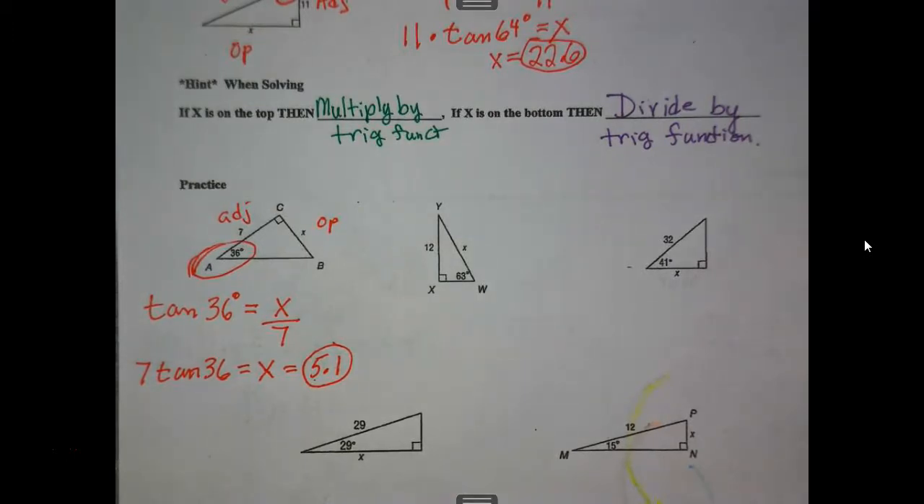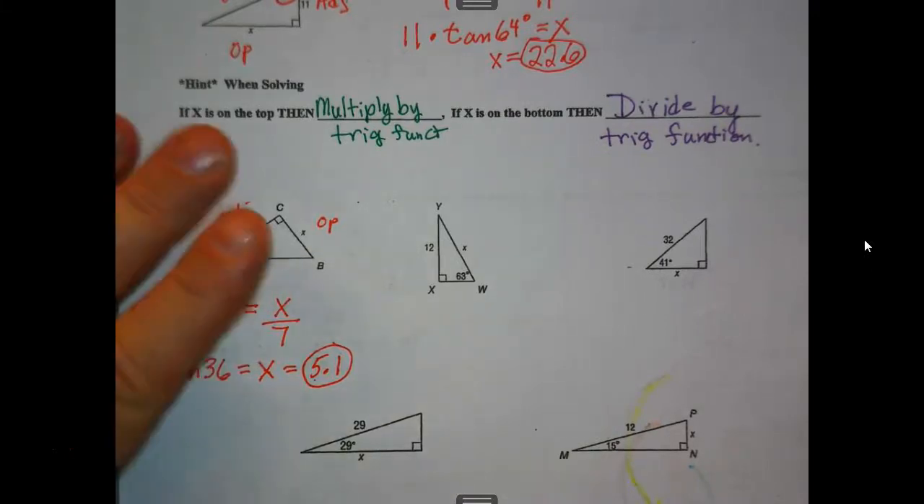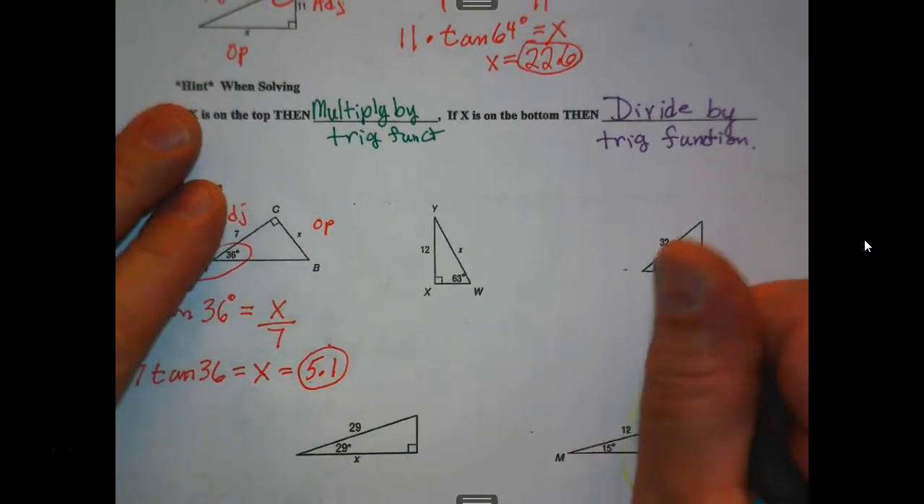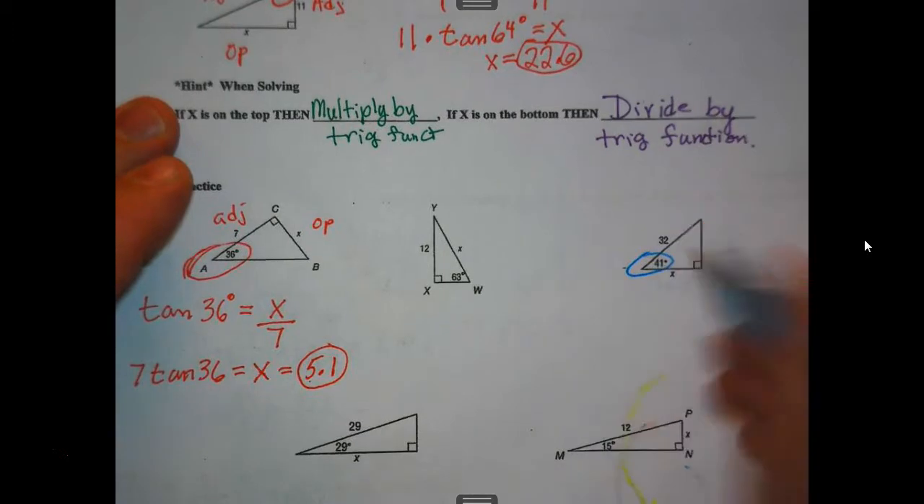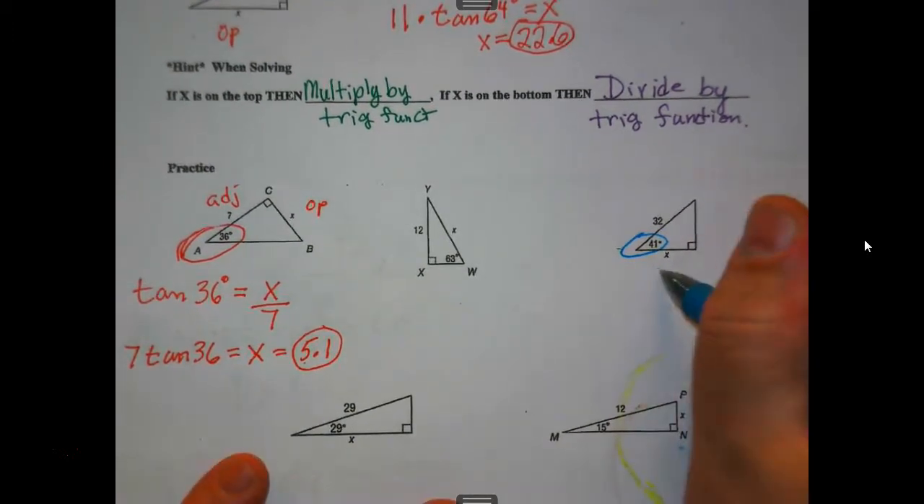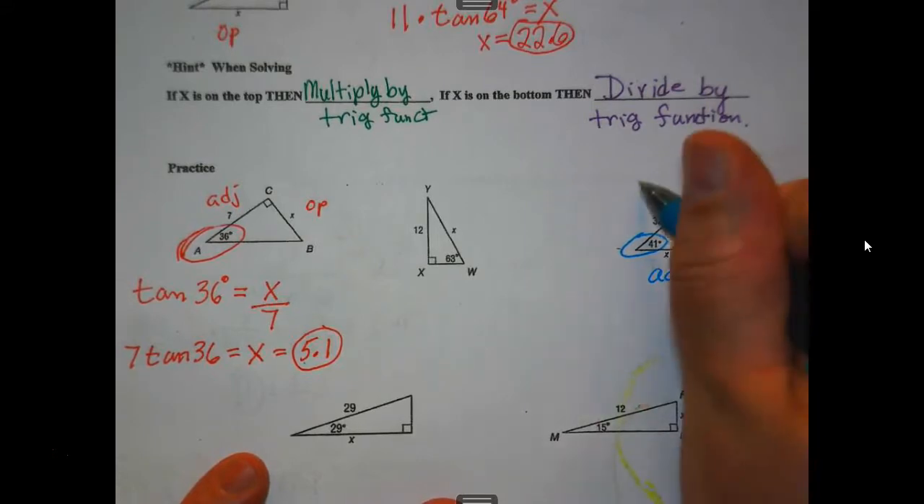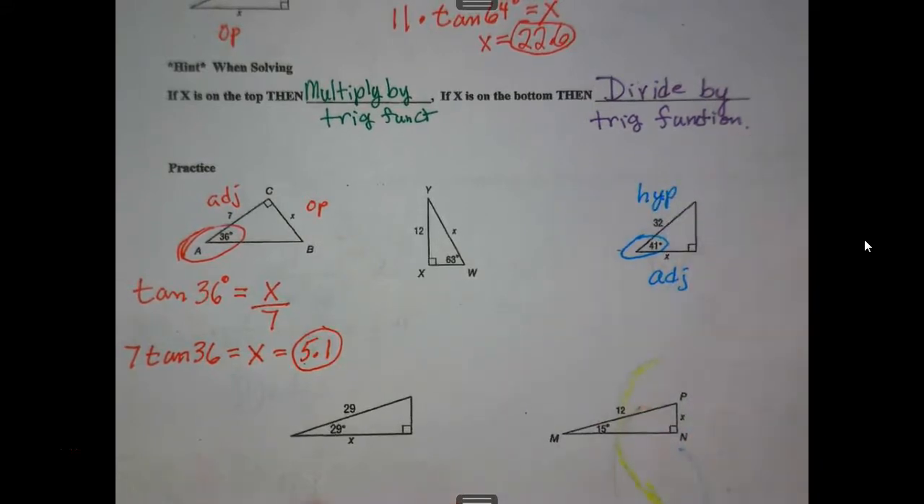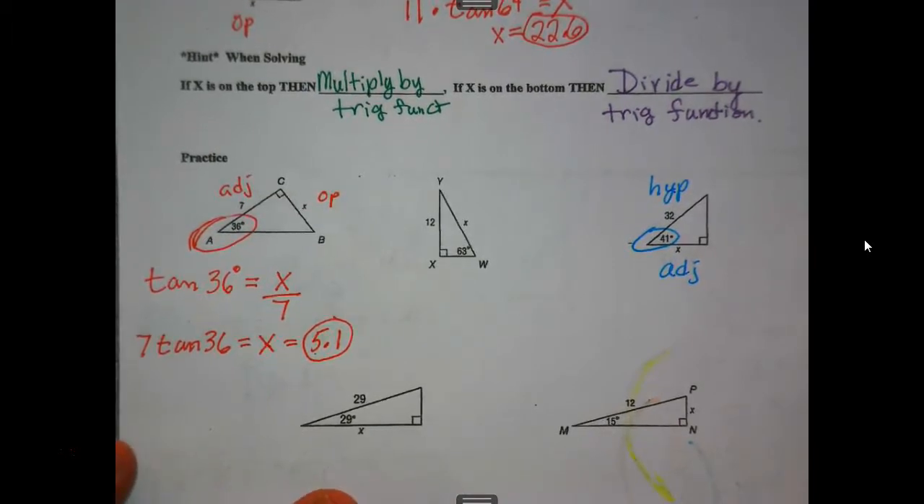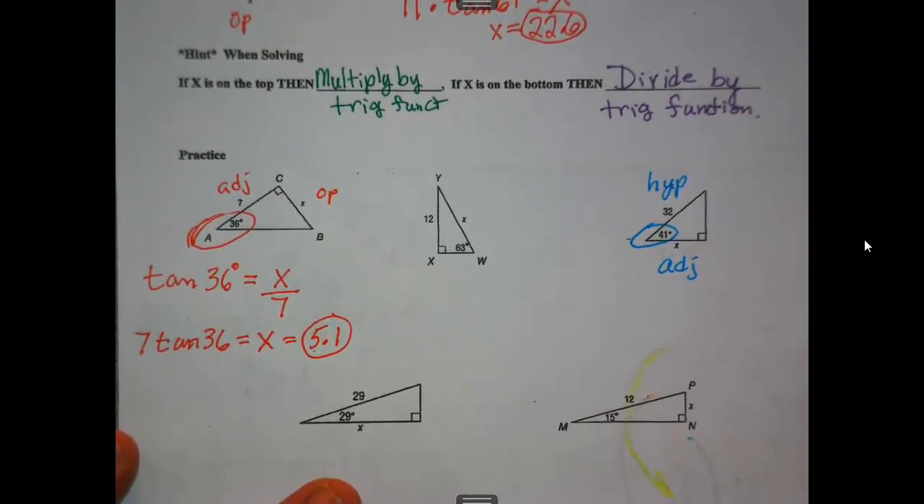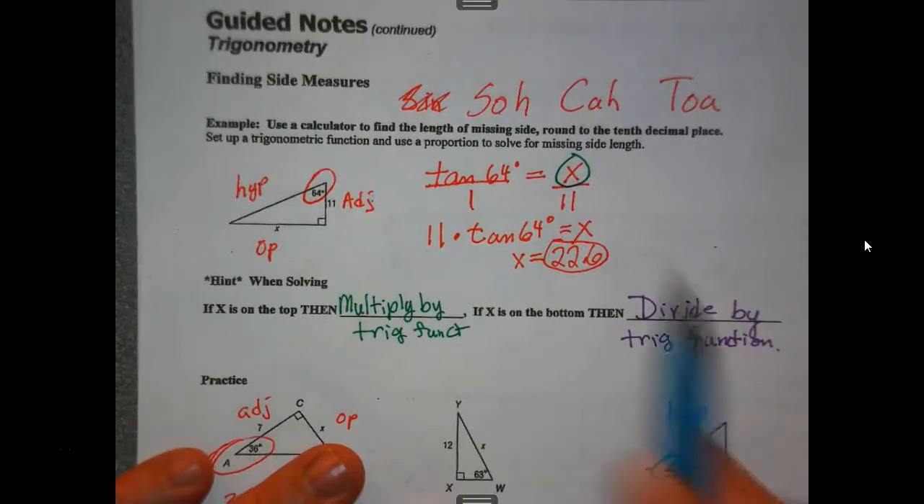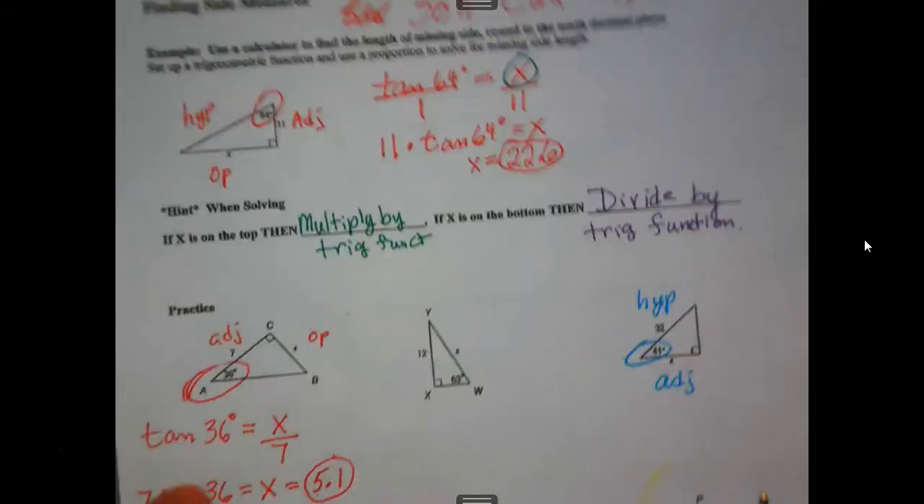And I'm going to do the third one. From the viewpoint of the given angle, they give us adjacent and hypotenuse. Which trig function am I going to use? Not tan. So, come on, which one has adjacent and hypotenuse? Cosine.